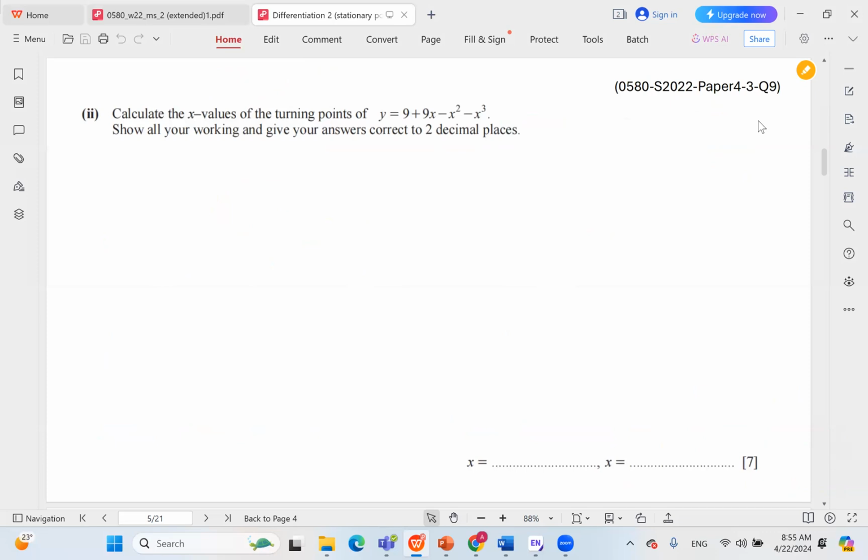Calculate the x values of the turning points of y equals 9 plus 9x minus x squared minus x power 3. Show all your working and give your answers correct to 2 decimal places.